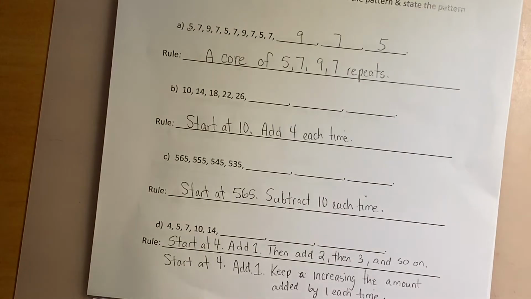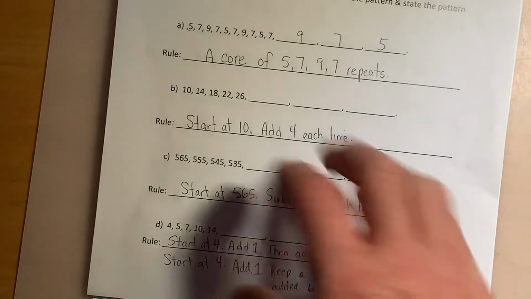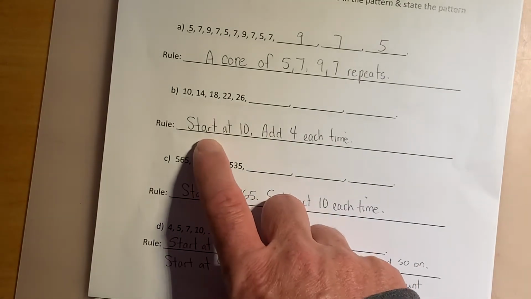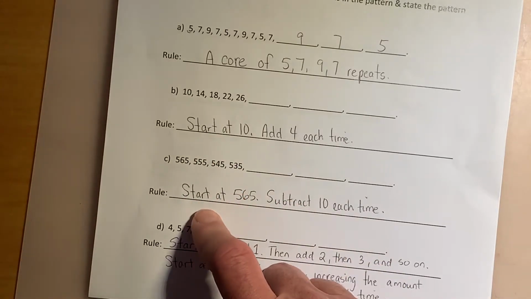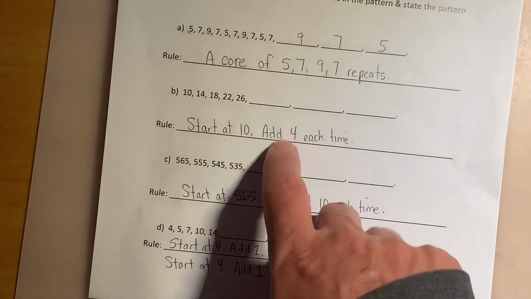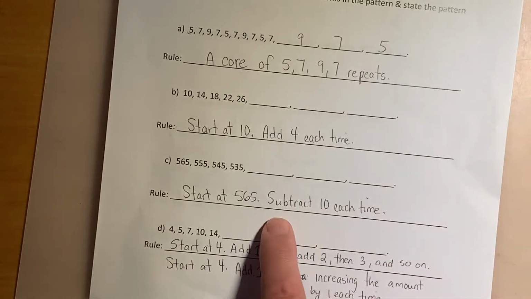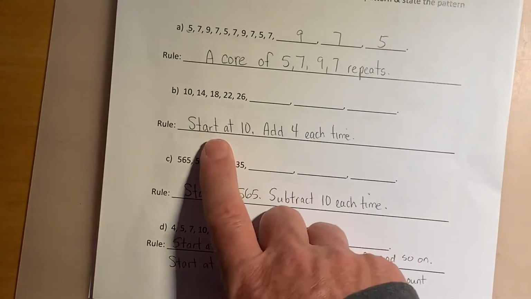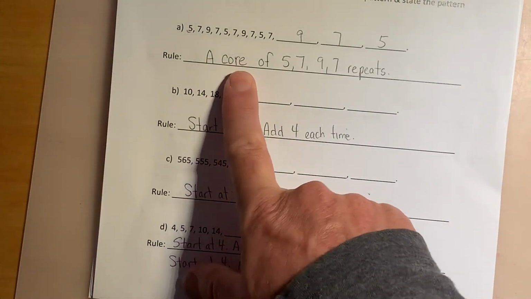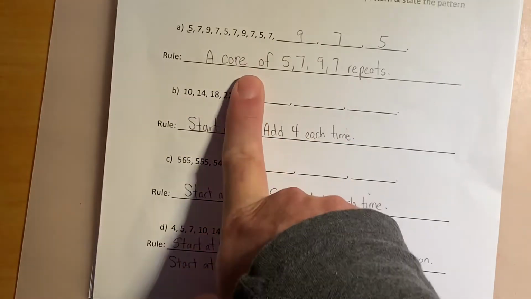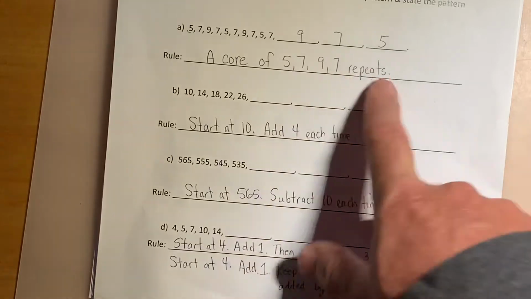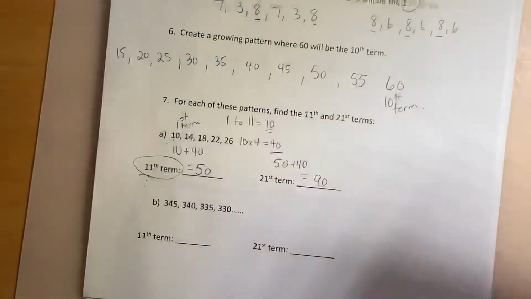When they're talking about a growing or shrinking pattern, they're in the good habit of always using the words start at, and then add and subtract. So if we're adding 4 each time or subtract 10 each time, that's how they've been taught to do it. And sometimes students are using that method for the repeating pattern. I'm trying to get them to do something a little bit different when it's a repeating pattern. All you need to do is tell me what part repeats, but that's pretty straightforward.